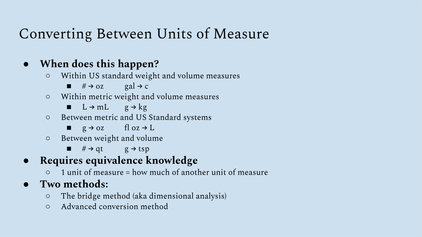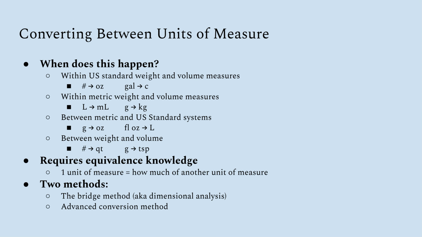So when we are converting between units of measure, sometimes we need to do this when we're working within our own US standard weight and volume measures. So for example, if you needed to convert something from pounds down to ounces, or gallons down to cups. You can also do this within the metric weight and volume measures, so converting between liters to milliliters or grams to kilograms. We can also do this between the metric and US standard systems.